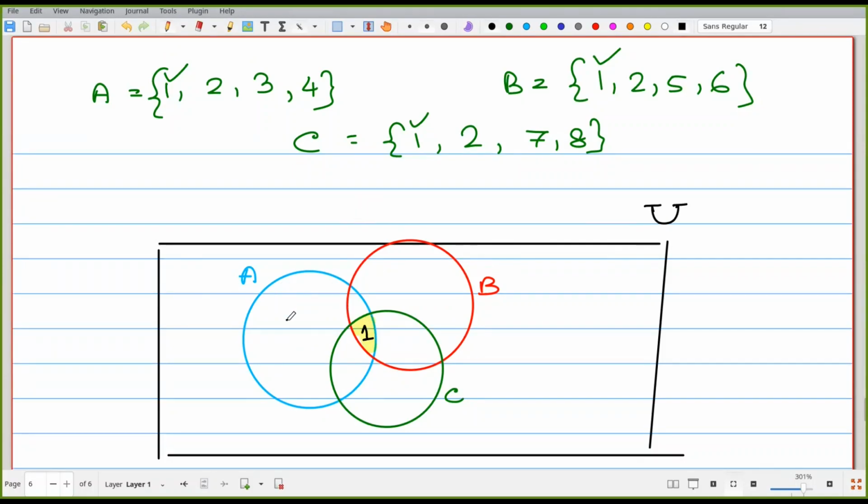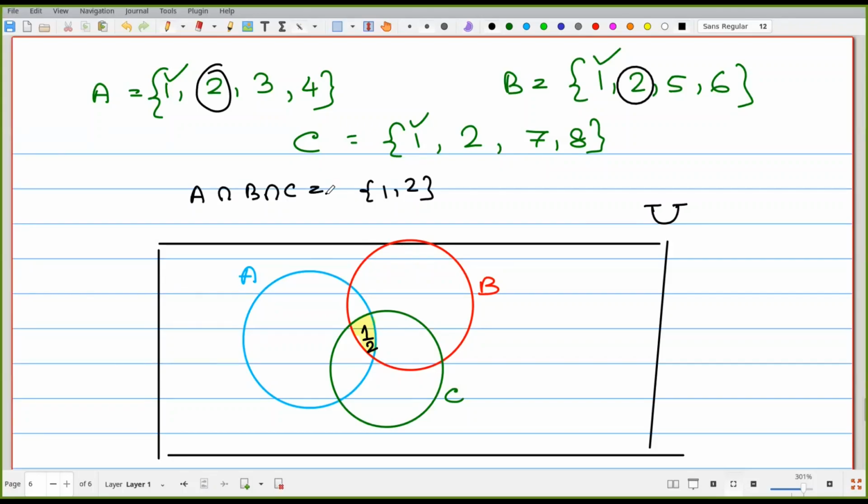Now that one, 1, 2, 3, 4. Now which are common in set A and set B? Set A has 2. Sir, 2 is common in all three. 2 is also present in C. So that means 1 and 2 are both intersected. So that means A intersection B intersection C is equal to 1, 2, right? So that must be in the all.